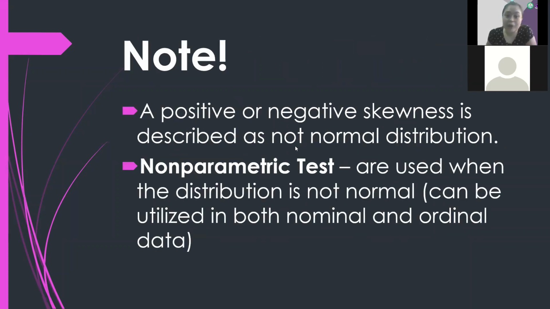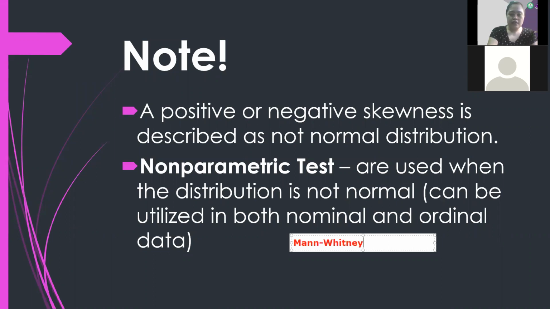Okay, note, nasabi ko na ito kanina, positive or negative skewness is described as not normal distribution. And for those data that is not normally distributed, we have to use non-parametric test. Okay? T-test and ANOVA are parametric tests. So, pag nakita natin na ang ating data are not normally distributed, please do not use t-test and ANOVA. Again, na-mention ko kanina examples ng non-parametric test: Mann-Whitney U-test and the Kruskal-Wallis test.